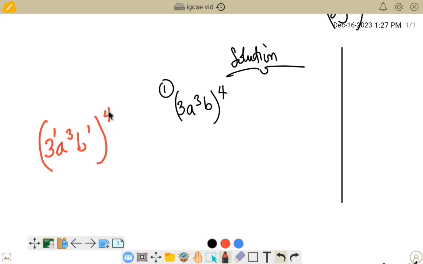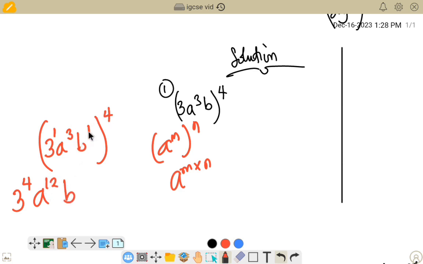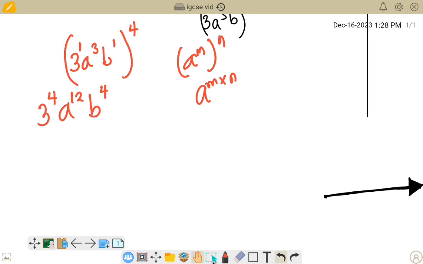These powers can multiply this power here. This 1, 3, 1 can multiply 4, because that's the product law. Don't forget, the product law states that a to the power m n is the same thing as m multiplied by n. So this will give you 1 times 4, that will give you 4. 3 times 4 will give you 12. Then b, 1 times 4, that will give you 4. Finalize that. 3 to the power 4 is 3 times 3 times 3 times 3. That will give you 81. Then you have a raised to the power 12, b raised to the power 4.